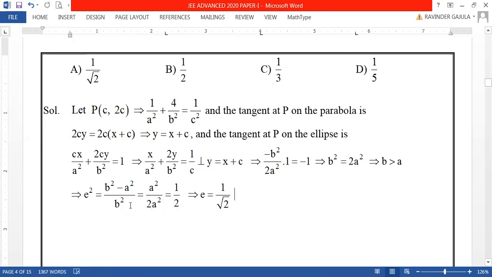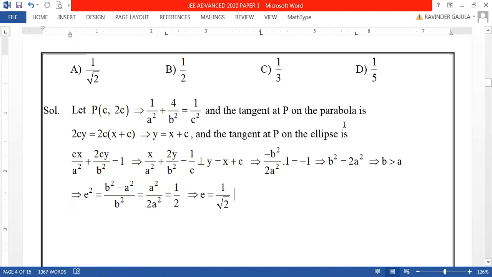So e square equal to a square by 2a square, which is 1 by 2. So e equal to 1 by root 2 is the eccentricity of the ellipse. Now, once again, briefly, consider P as (c, 2c). Then this is the condition: 1 by a square plus 4 by b square equal to 1 by c square. Of course, this is not at all used, but given that it is passing, keep it aside.